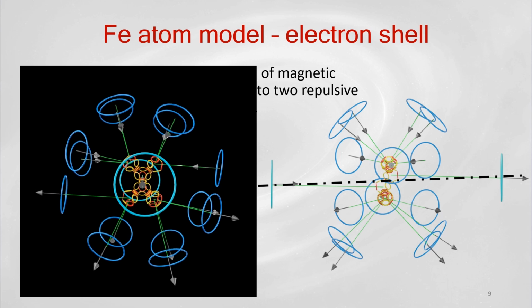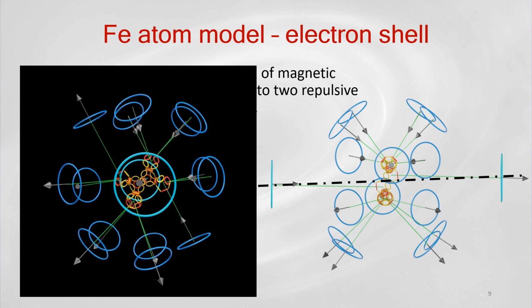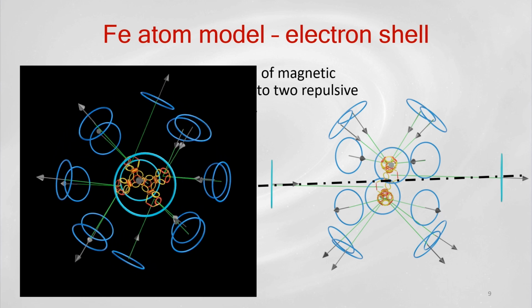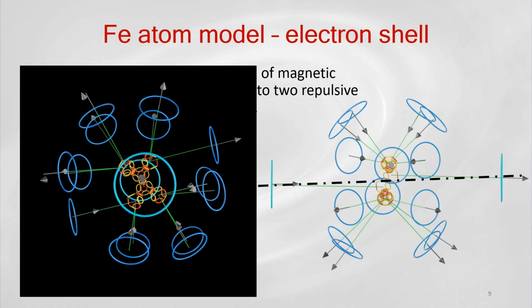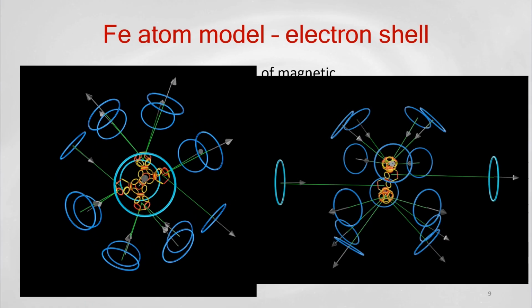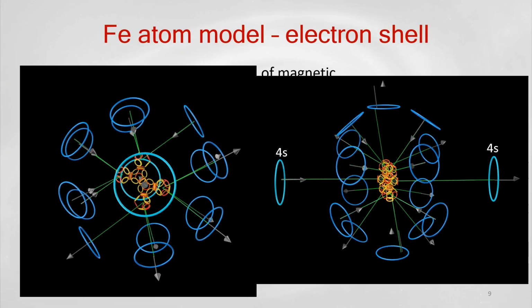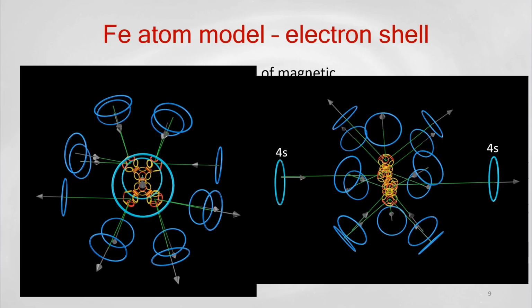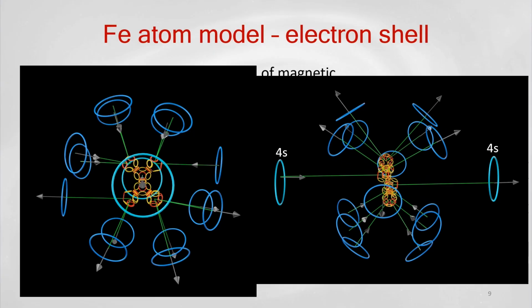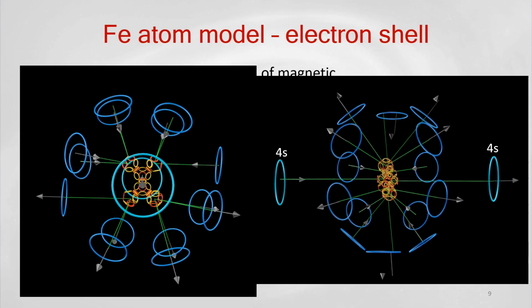In all ferromagnetic elements, and the iron atom is no exception, the two bonding electrons in the 4s subshell are positioned perpendicular to the axis that splits their magnetic fields into two repelling parts. These two valence electrons define the axis around which entire atoms are able to rotate.